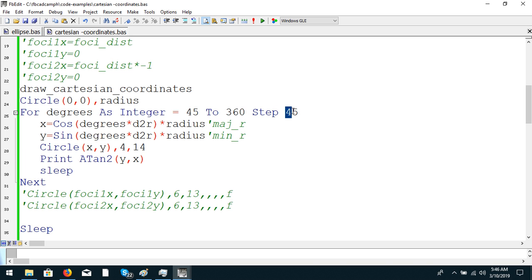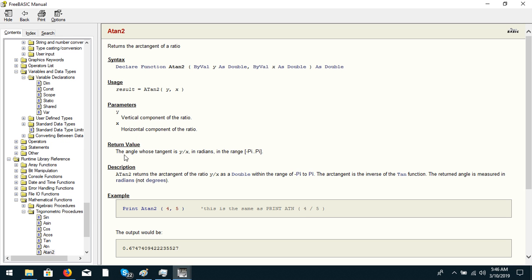Step 45 is going to put a circle at that point on the circumference of the circle, and is going to print the arctangent 2 of y comma x. Now, first of all, the arctangent 2, let me pull up the help on that. It uses y comma x. So you have to put the y value first and then the x value. And also it returns a value in radians, not degrees, so we have to convert it from radians back to degrees.